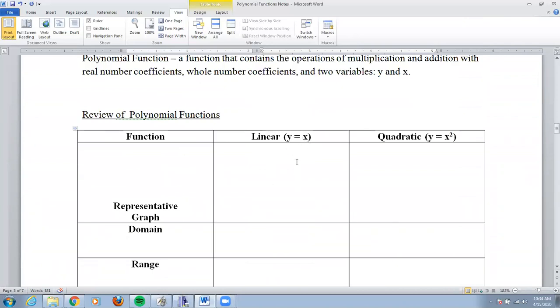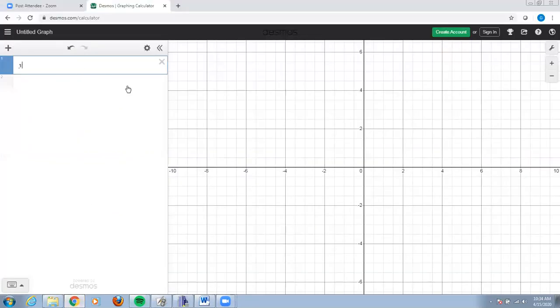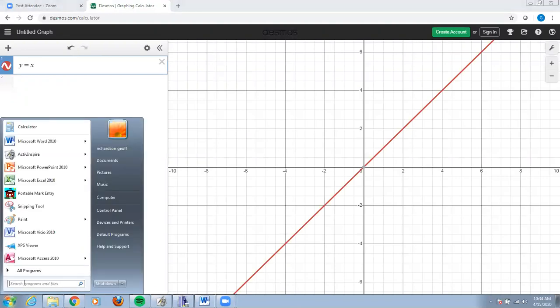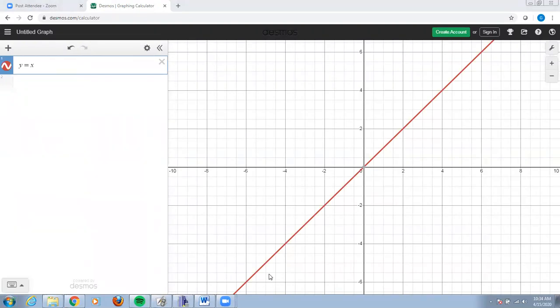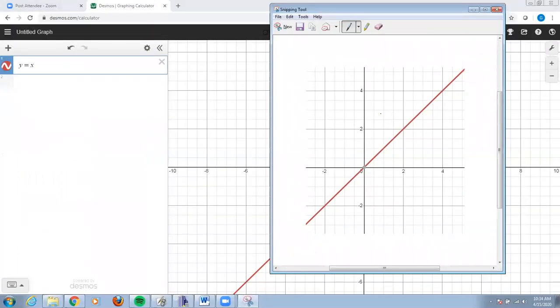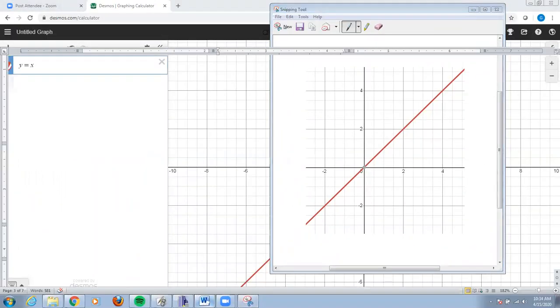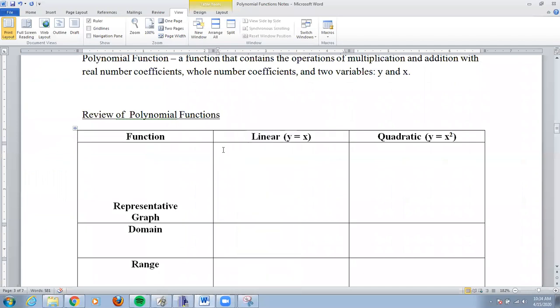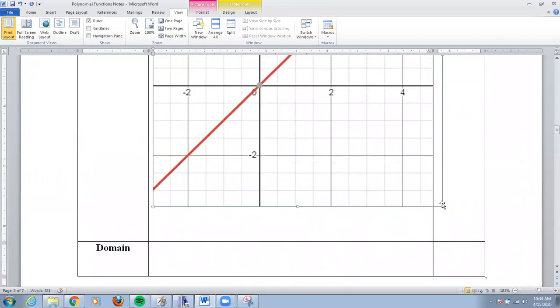We won't do too much with linear, but again, for today's lesson, it being an introduction, we will consider the properties. So we'll begin. If we just do a general function, y equals x, all I'm going to do is take a snip of the graph as an example, and you can see the general properties of a linear function. Make that a lot smaller.